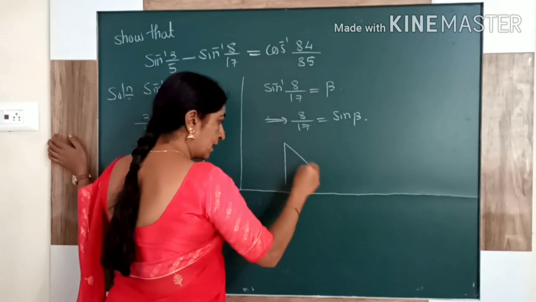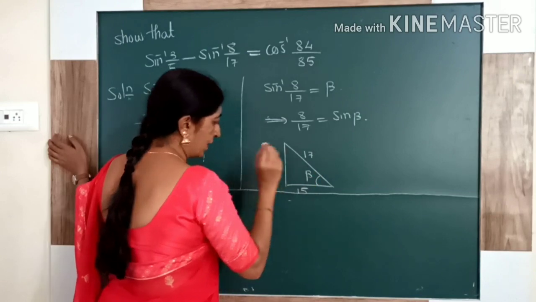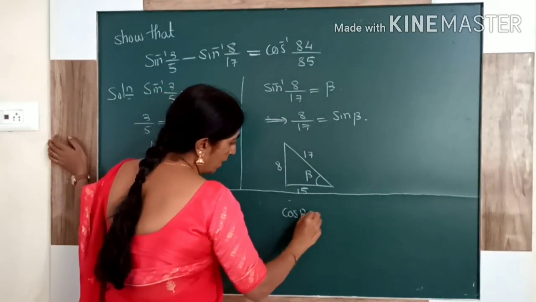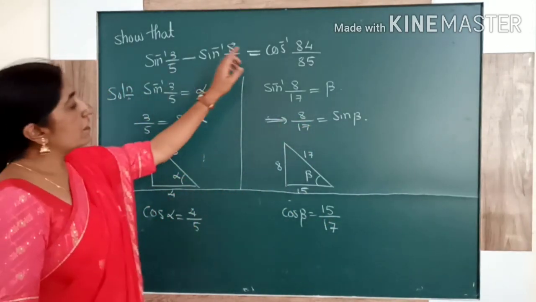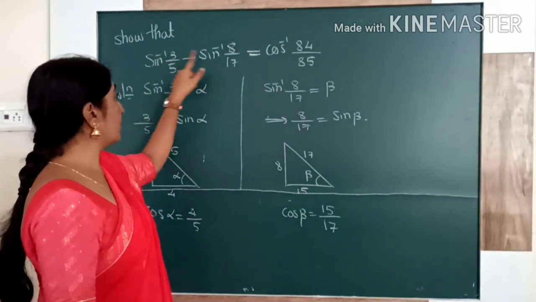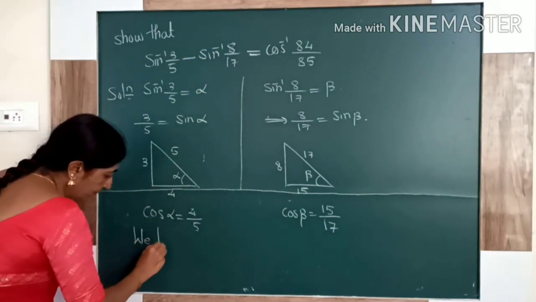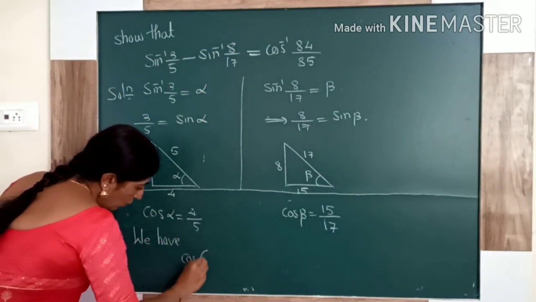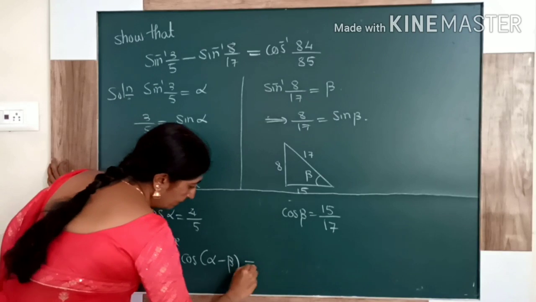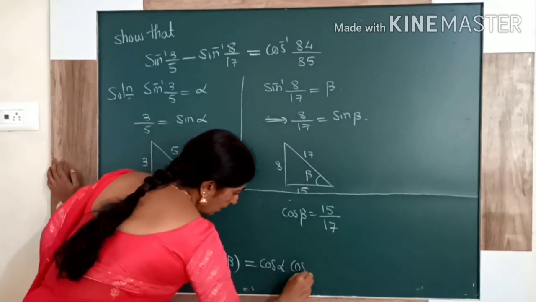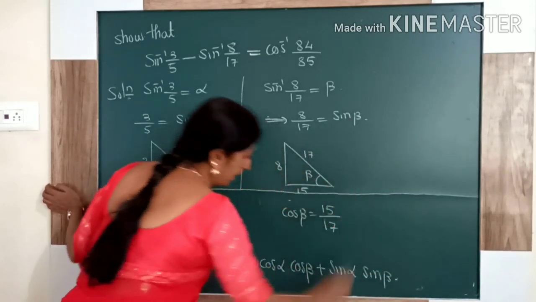Again mark it in the right angle triangle. Have you remembered the triplets? 8, 17, 15. Now write down cos beta. It is adjacent upon hypotenuse. Now the answer is required in cos inverse. Here in the middle we have a minus. Because of this cos and the middle minus, we are writing this formula. Cos of alpha minus beta, because we require minus and this is cos inverse. Cos alpha into cos beta plus sin alpha into sin beta.